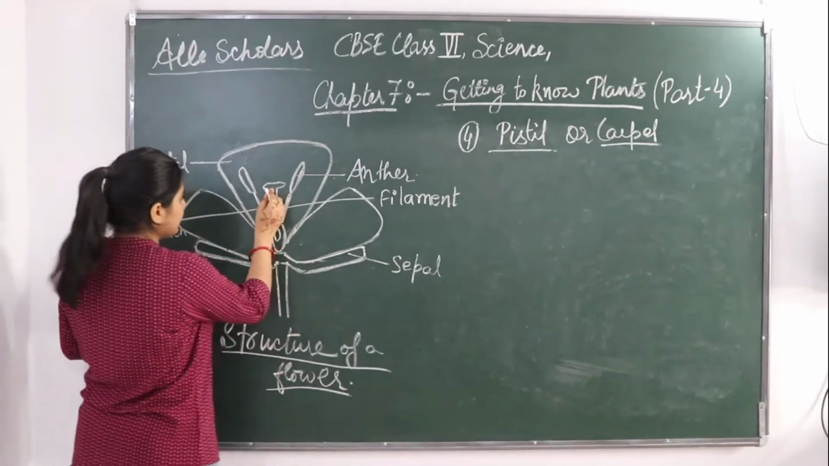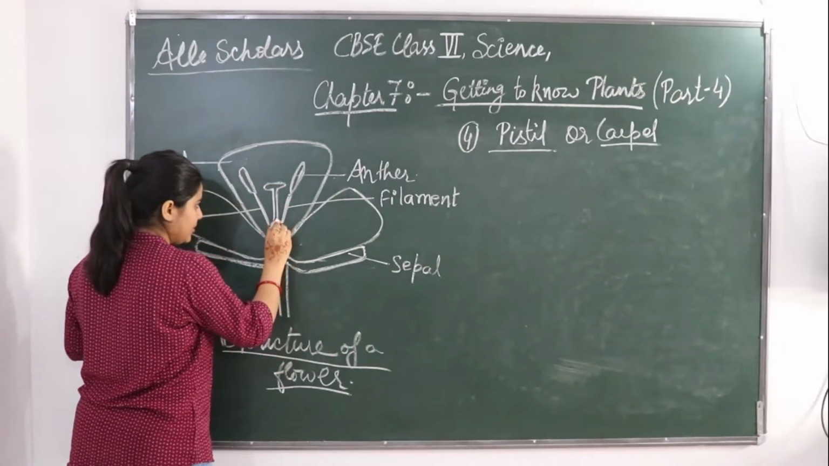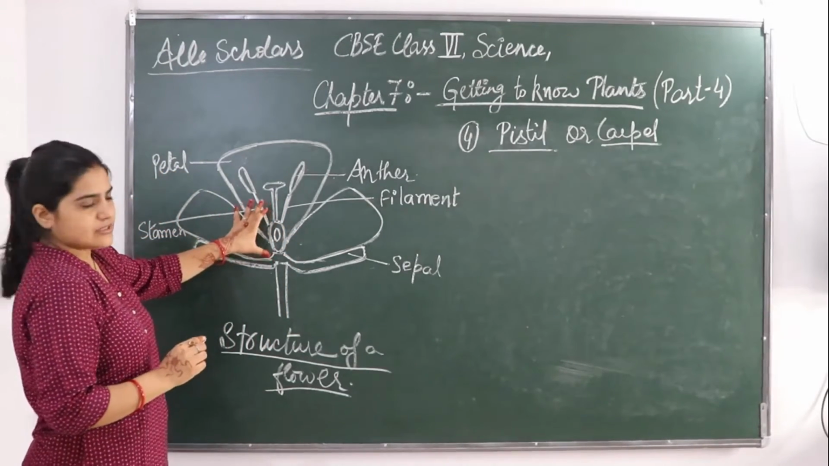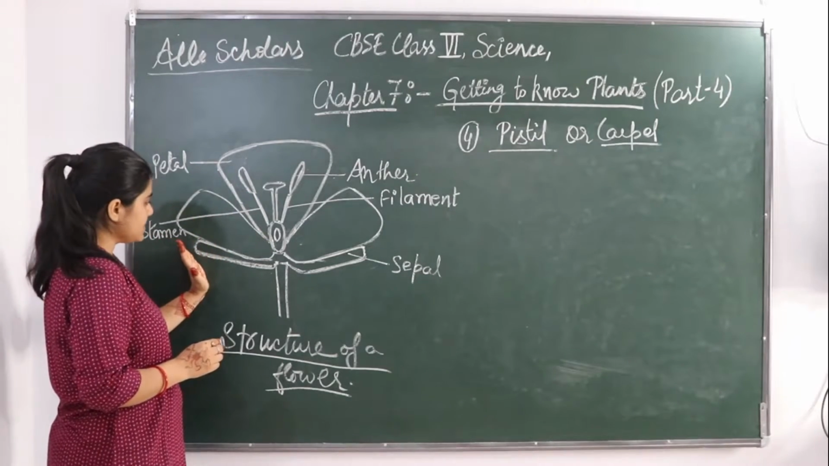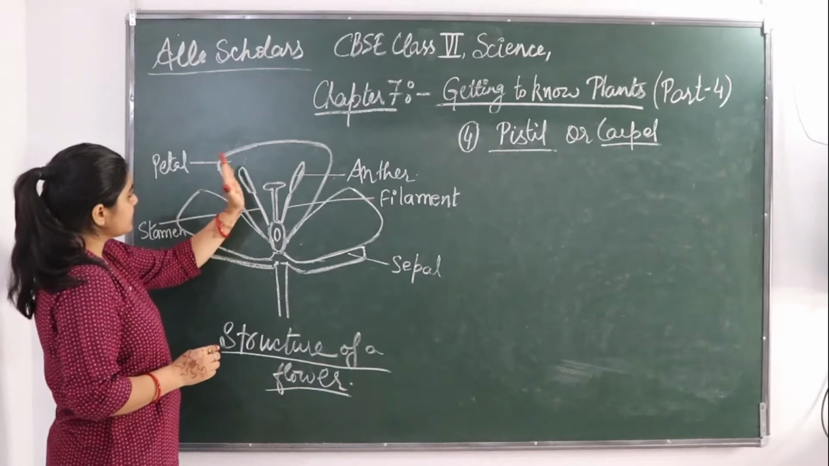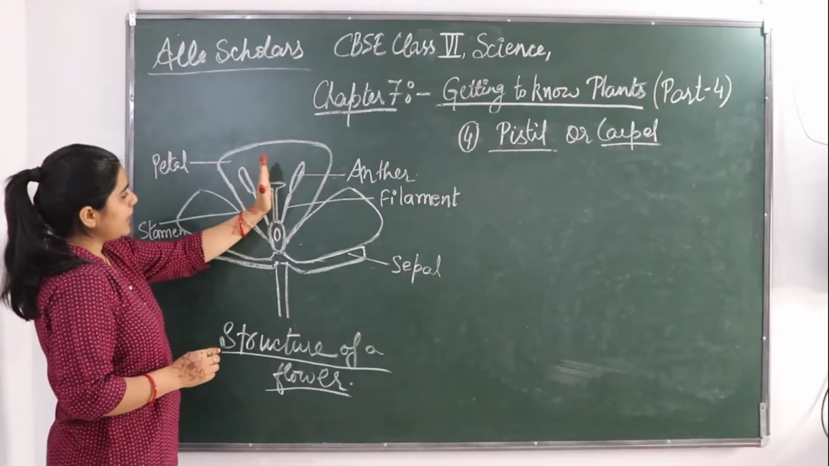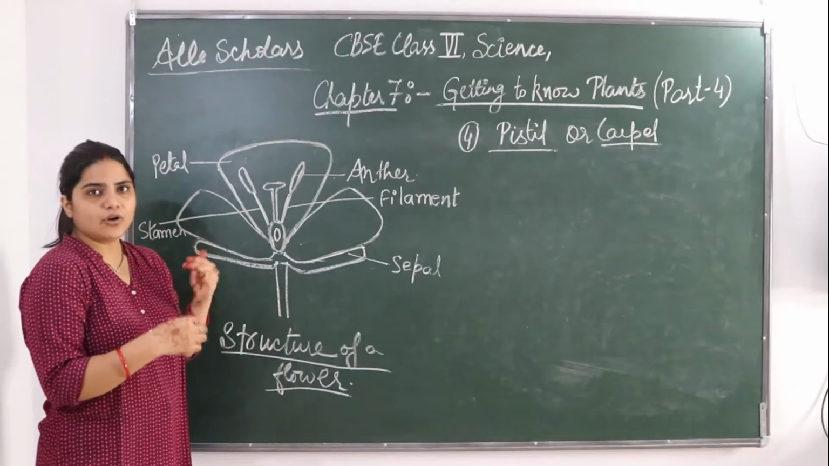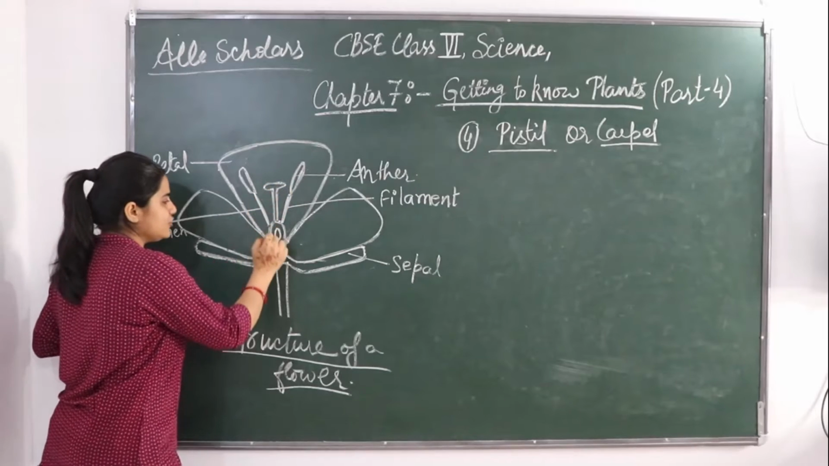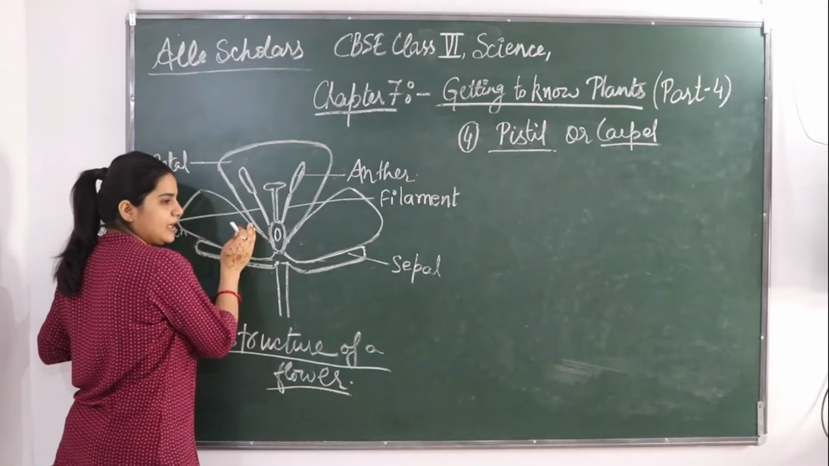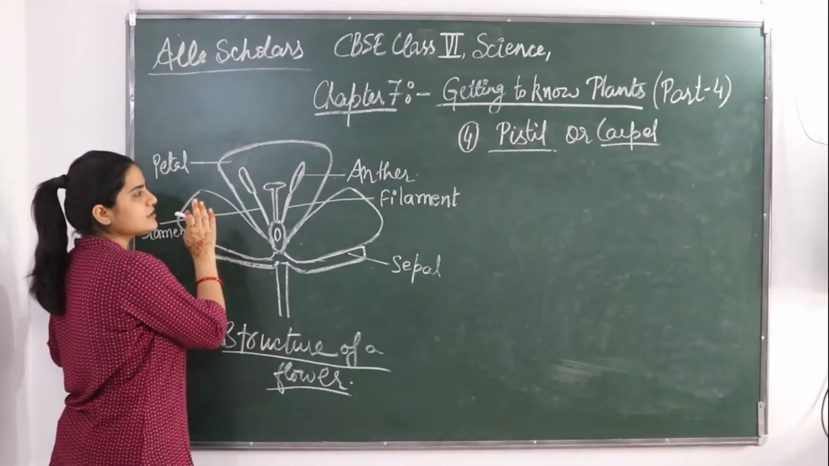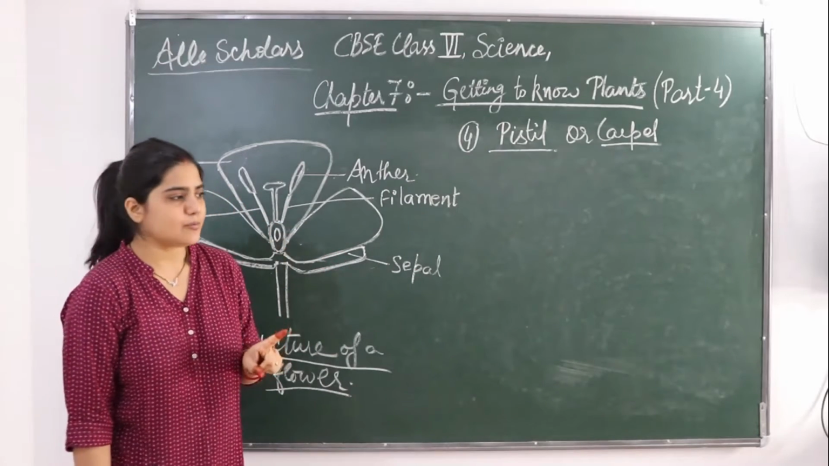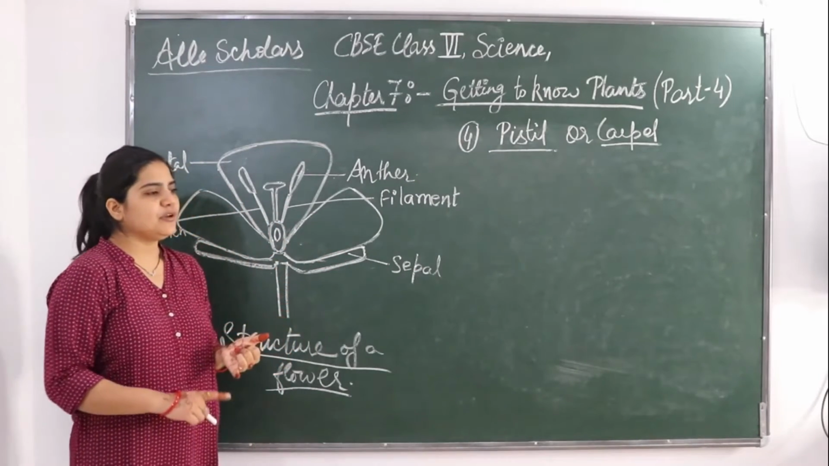This pistil or carpel is the innermost part of a flower. You can see that the sepals are outer, then come the petals, within that is the stamen, and within that is the pistil. So the innermost portion, the one that stays most protected, is the female part. Okay, so the pistil or carpel is the innermost part.